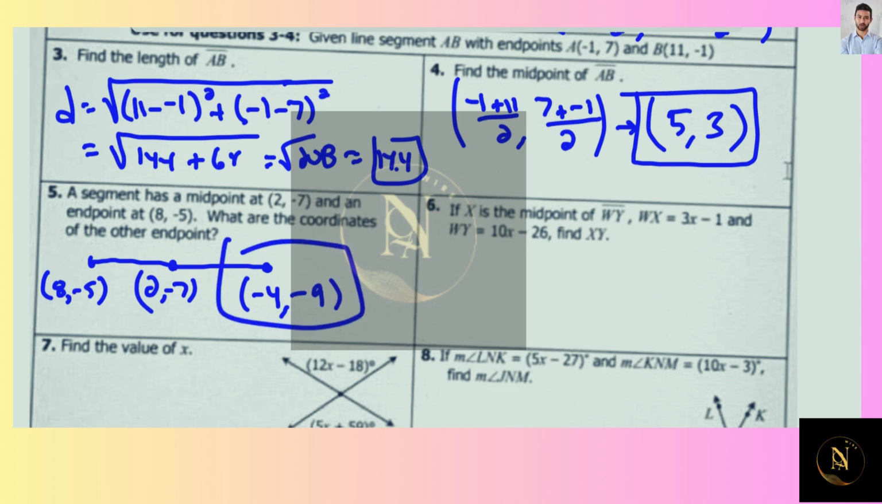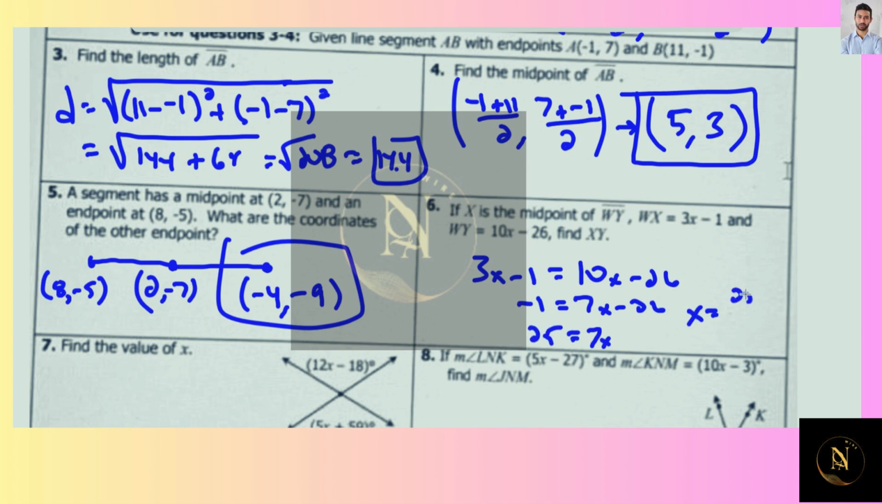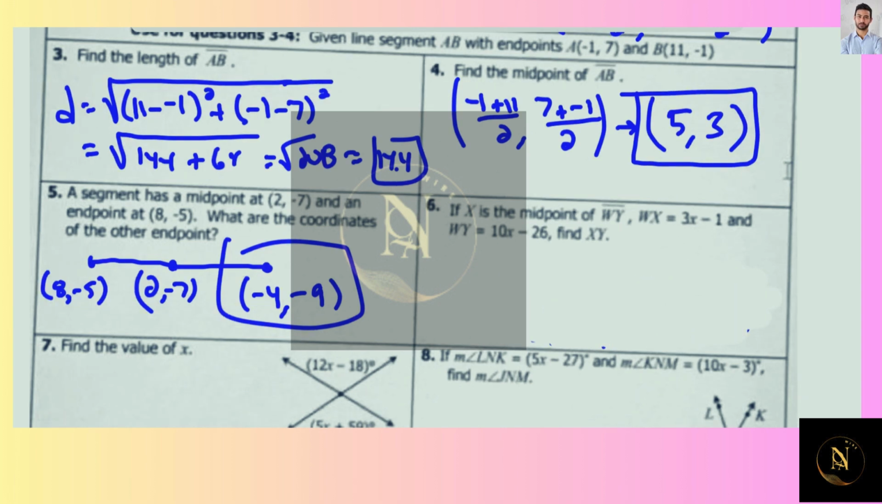If x is the midpoint, there's the same on each side. So 3x minus 1 would be equal to 10x minus 26. So if you subtract 3x to both sides and add 26 to both sides, then x would be 25/7. Actually, I read this too quickly. That's not true here. Make a picture if you're unsure.